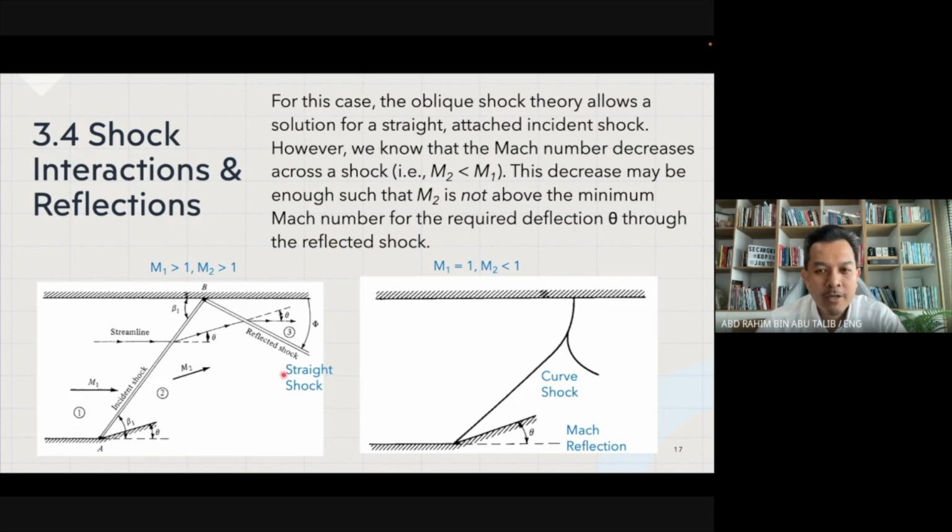So we can see here, in this case, the Mach number in region 1 is more than 1 and Mach number 2 is still greater than 1, so you can see a straight shock. But in a particular case where the Mach number in region 1 is just slightly above 1 or equal to 1, you will get a Mach number in region 2 which is less than 1. And you will get what we call a curved shock instead of a straight shock, because it does not have enough energy.